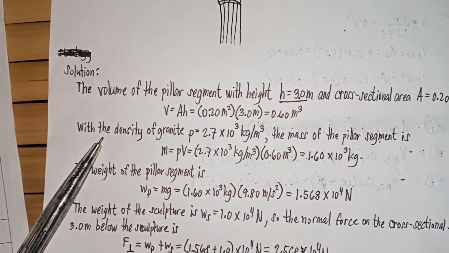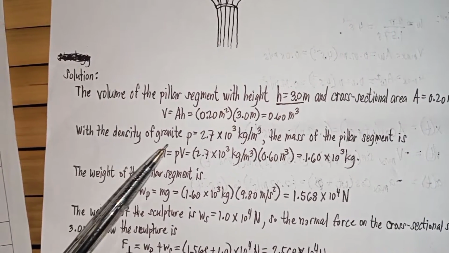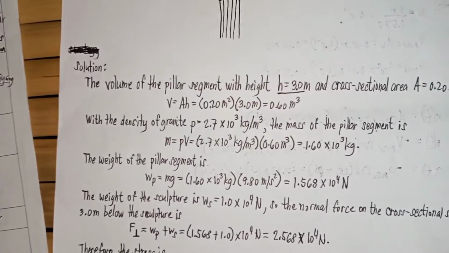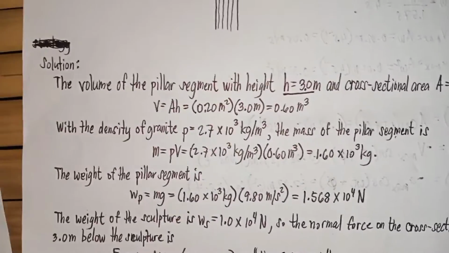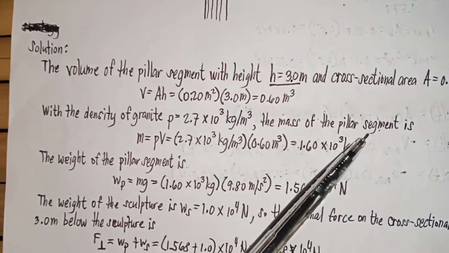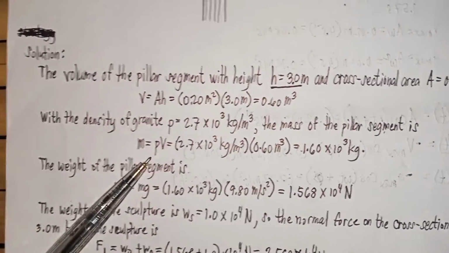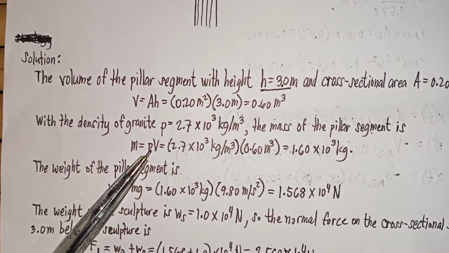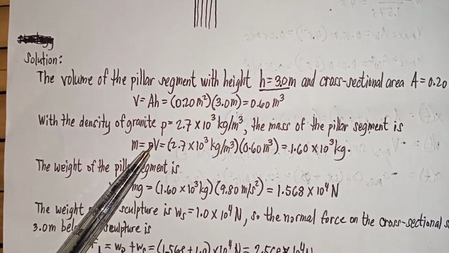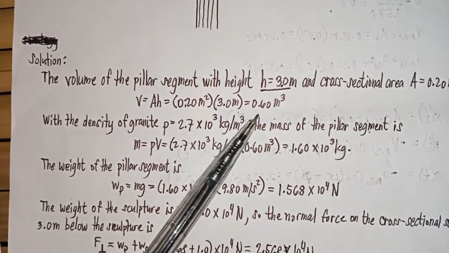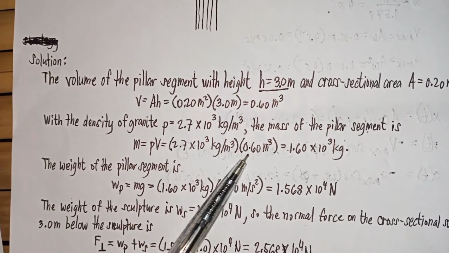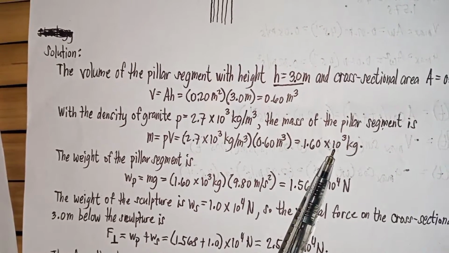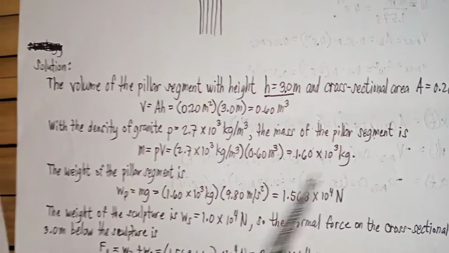Then, the density of granite rho equals 2.7 times 10 cubed kilograms per meter cubed. The mass of the pillar segment is m equals rho times V, substitute the value of rho and the value of V, which is 0.60 meter cubed. So we arrive at 1.60 times 10 to the power of 3 kilograms.